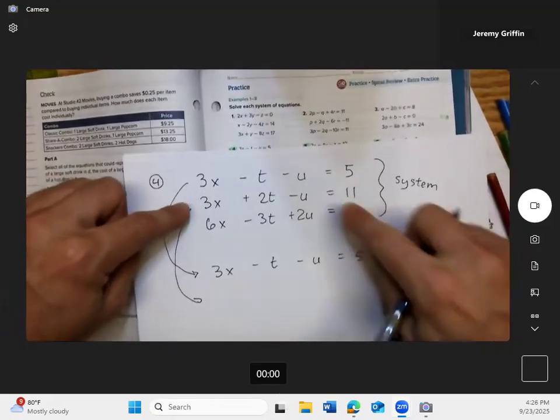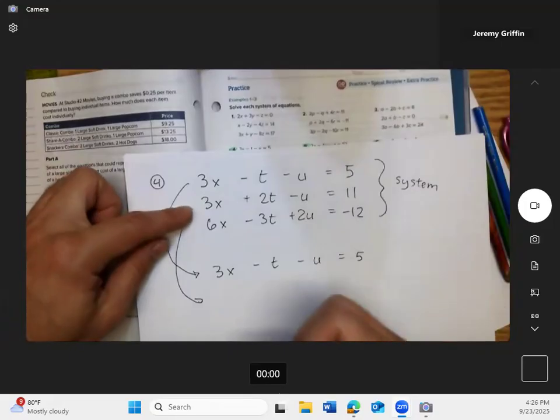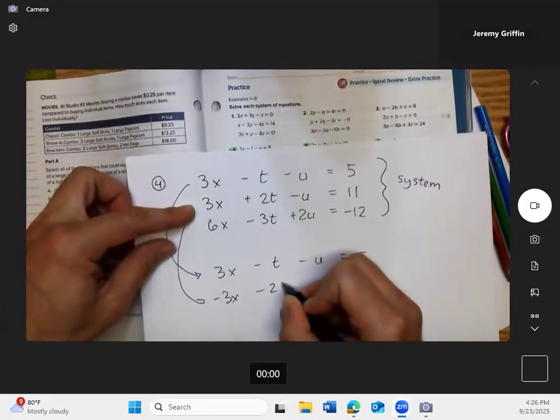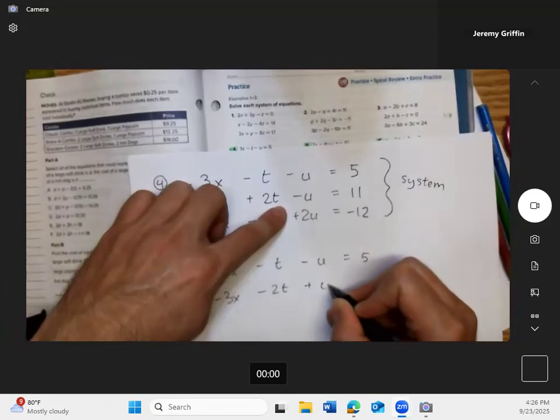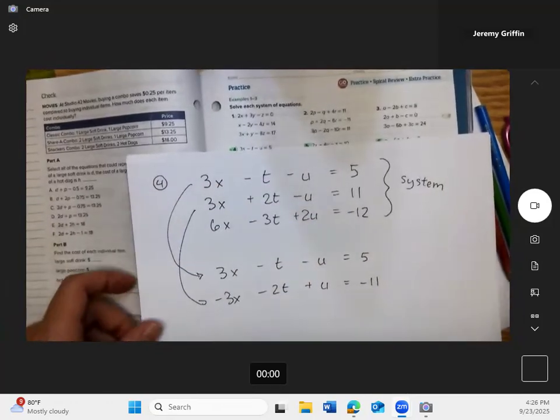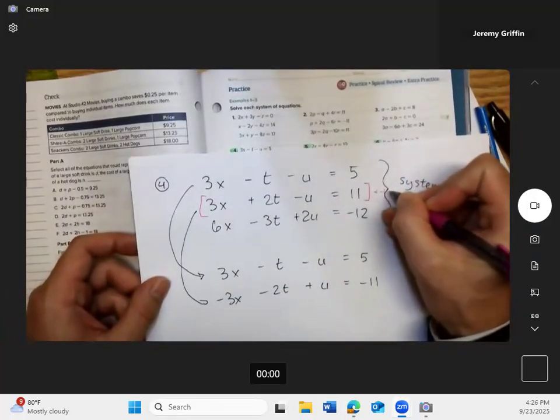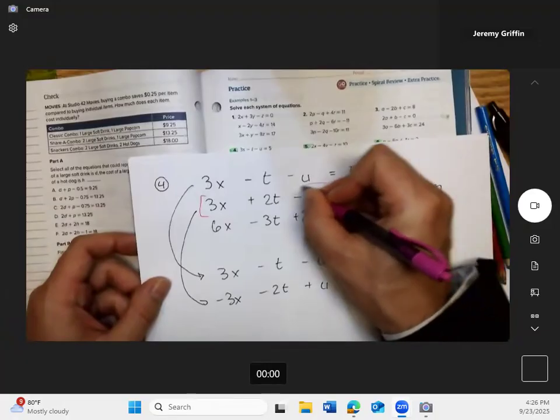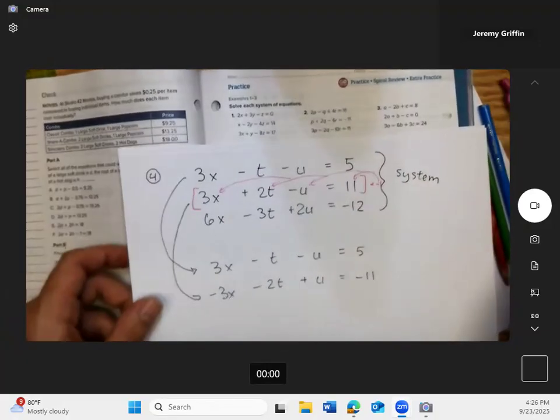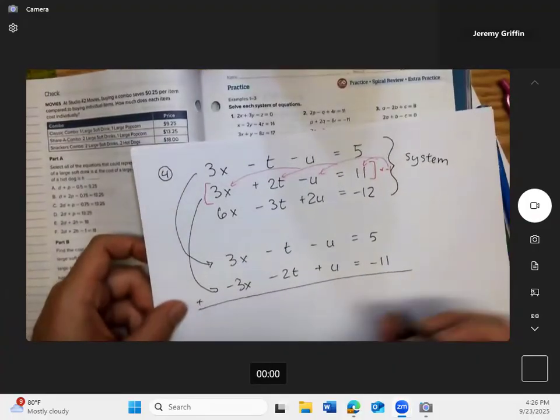And this next one, I'll multiply everything by -1. So I'll effectively just be negating everything. So negative 3x, then minus 2t, then plus u, and that would be -11. See, I just multiplied everything by -1, so I took this whole thing times -1, and that distributed to all four of these terms, and that looks like this. Now, I can very quickly hone in on what t is using this elimination method.